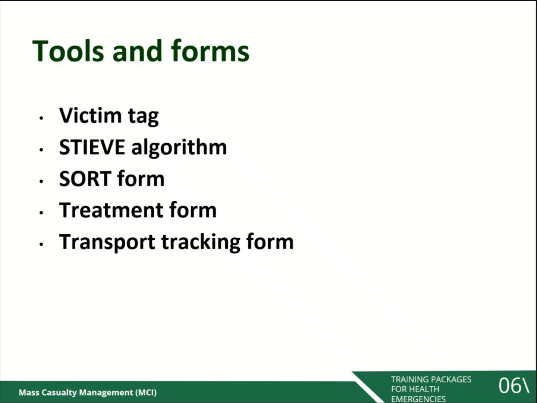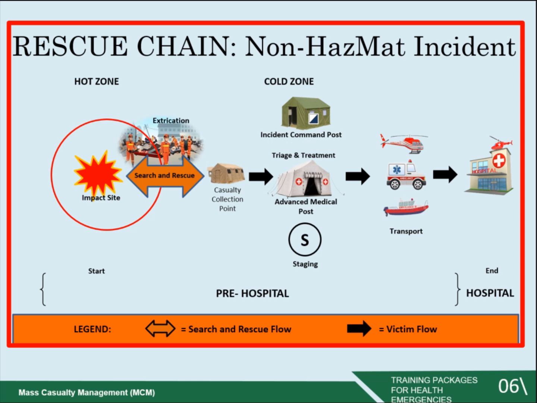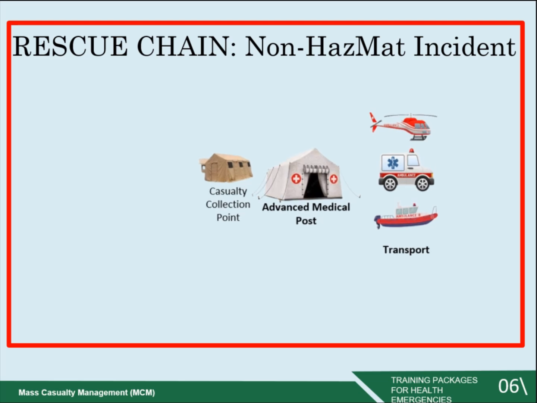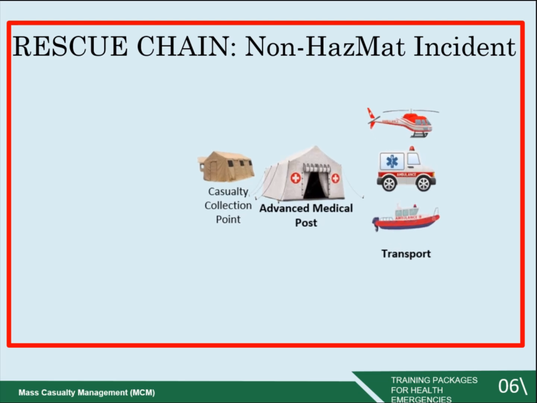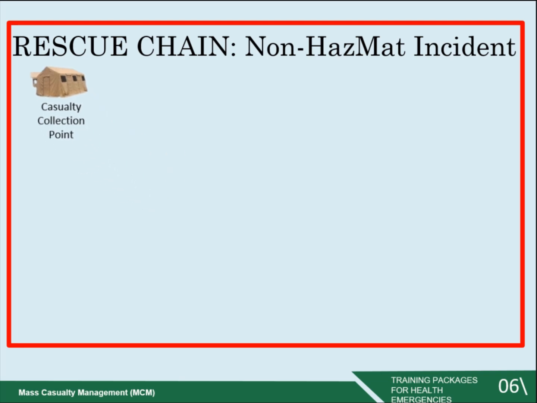As I have mentioned a while ago, we will be focusing on these forms that you will meet in several of these incident facilities present in this rescue chain, namely the CCP or Casualty Collection Point, the AMP or Advanced Medical Post, and the transport area. But first off is the Casualty Collection Point.